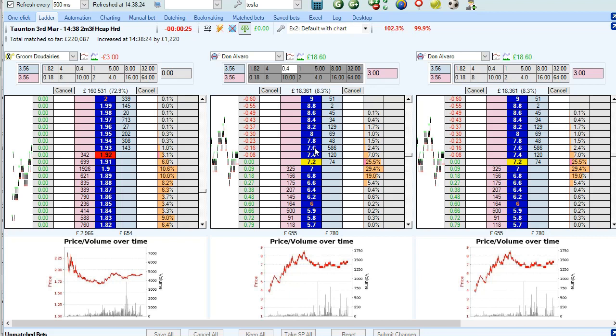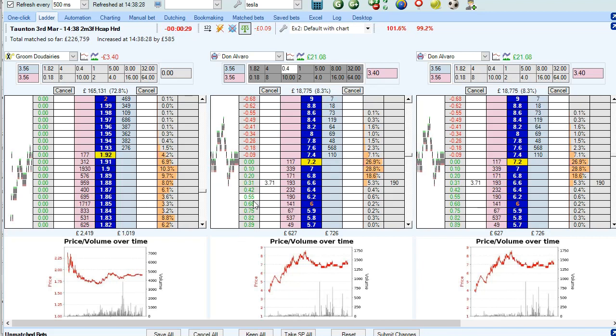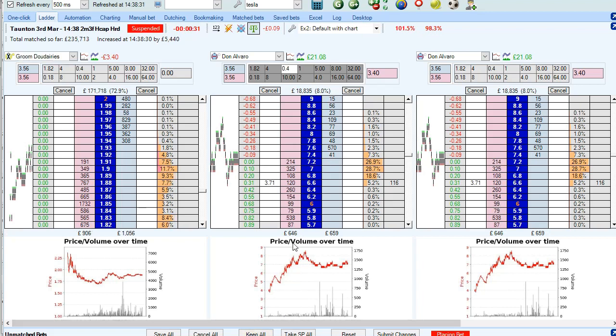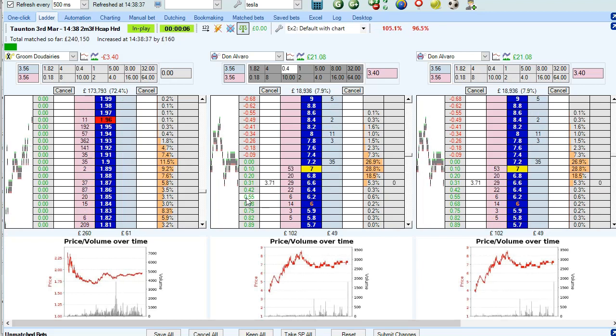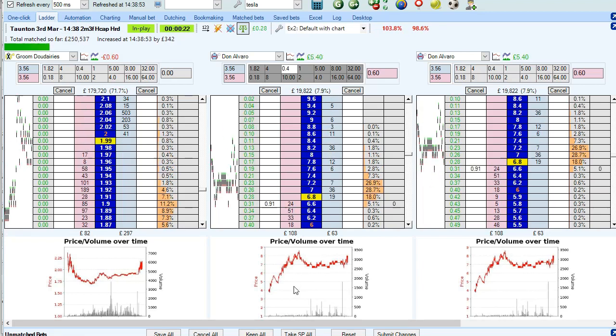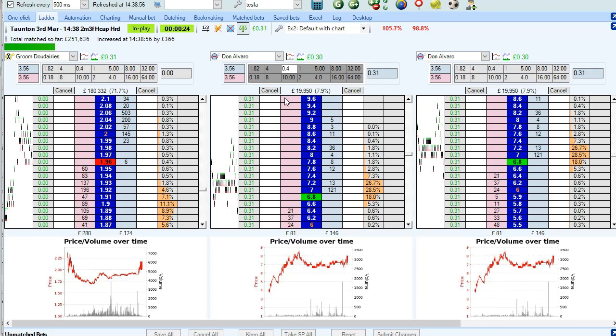We're a little bit out. I would put that in as well. So we need 1, 2, 3. So we go there, and we keep all because this race is about to go off. Yeah, so we need to put that in and just see if we get matched here. Maybe we're just about to get matched. Yes, we did. We just got matched.